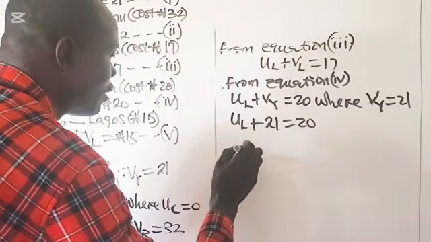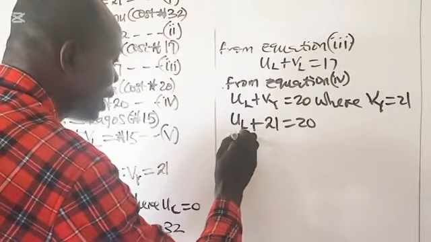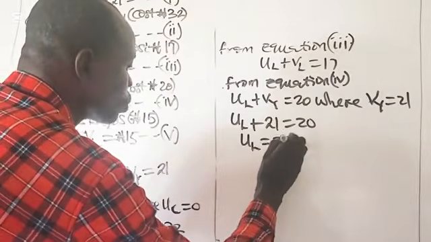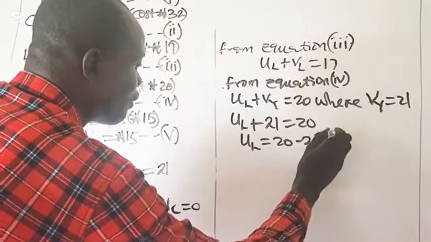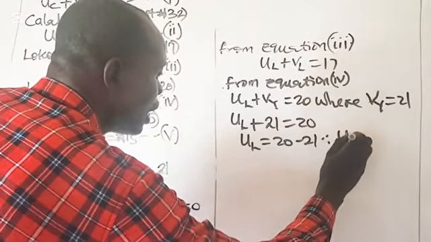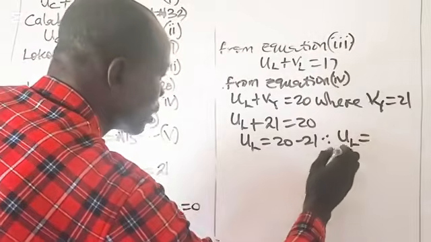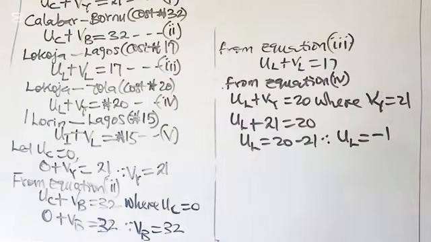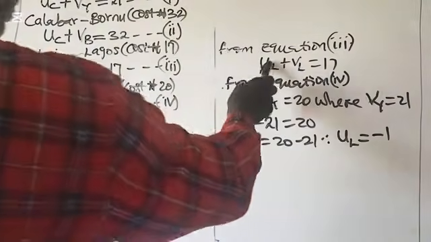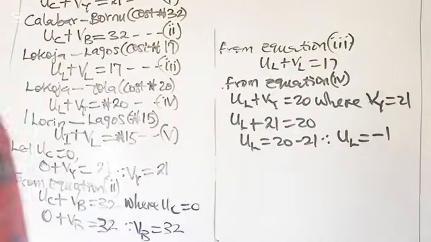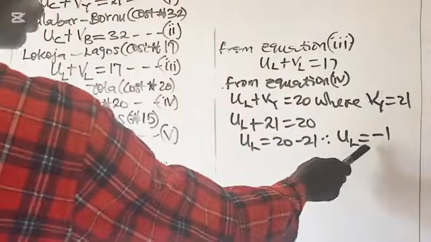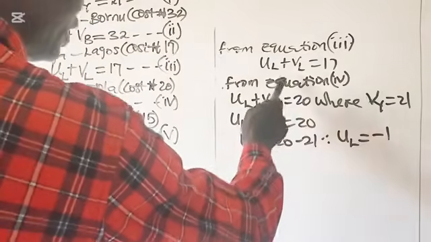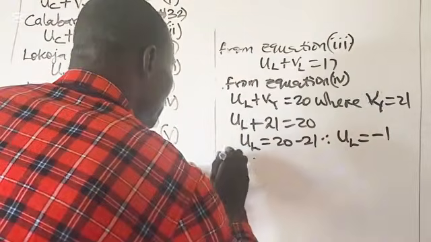So for UL now, you have UL equal to 20 minus 21. Therefore, UL equals minus 1. So you have known the value of UL. So if in equation 3 we have UL, that means you can substitute for UL in equation 3 in order to get VL.